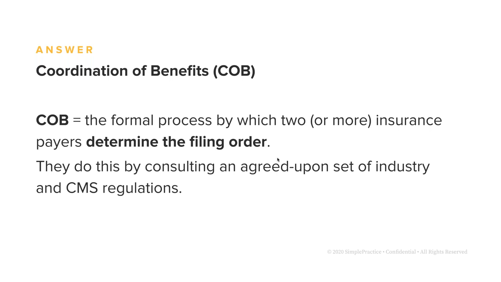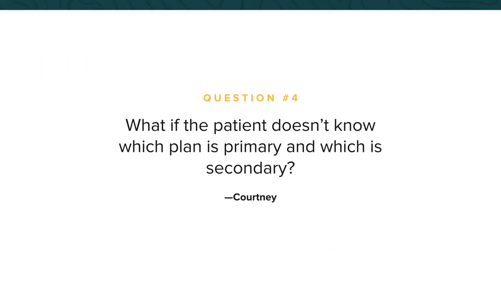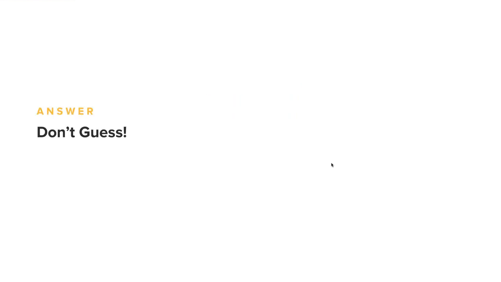And so that leads us to our next question, which is, this is a second point that we hit on, patients never get to decide. What if the patient doesn't know which plan is primary and which is secondary? How do we handle that situation? My first suggestion is don't guess. Do not assume. Even though I'm going to be sending you a cheat sheet, do not assume that you know. Because even if you're right, if the patient doesn't know, then chances are the coordination of benefits hasn't been done. And if it's not done formally with both insurance payers, you're going to have claims denials.